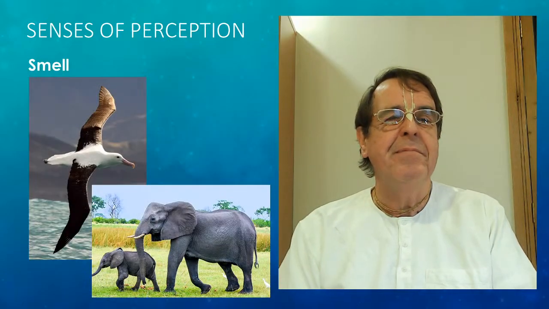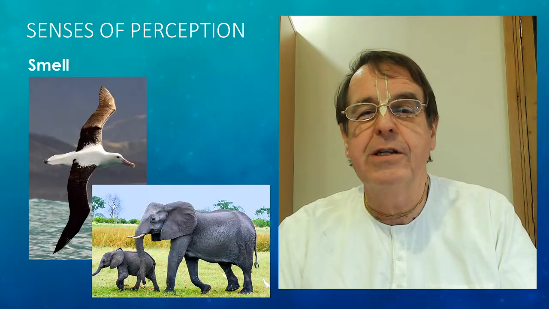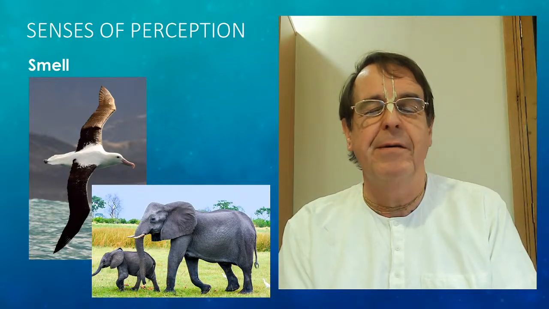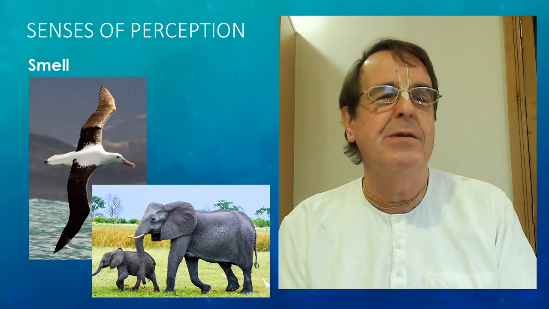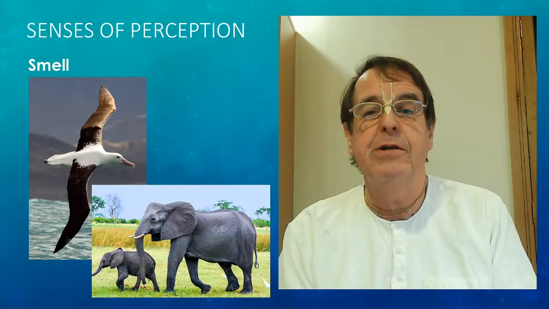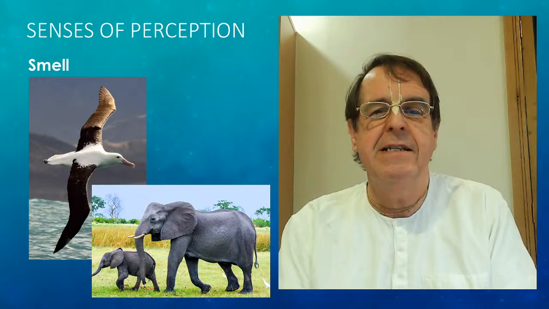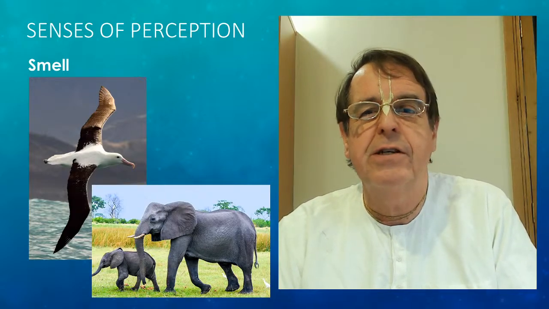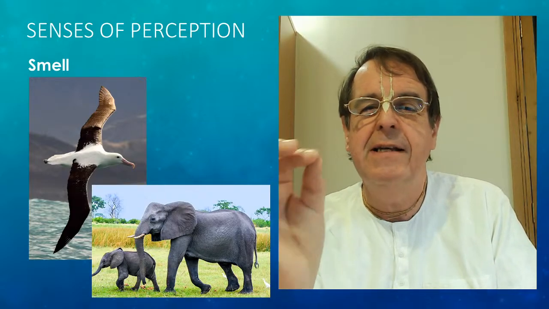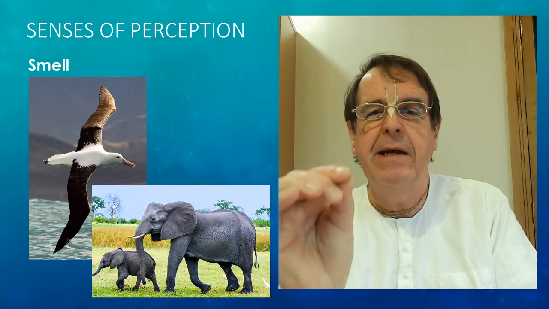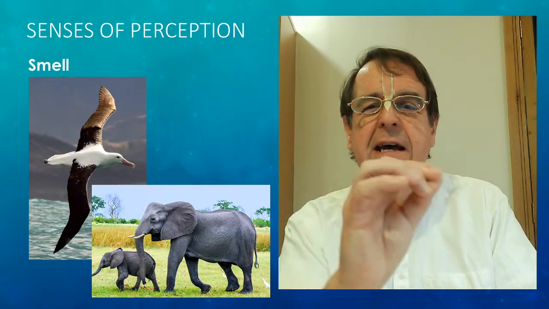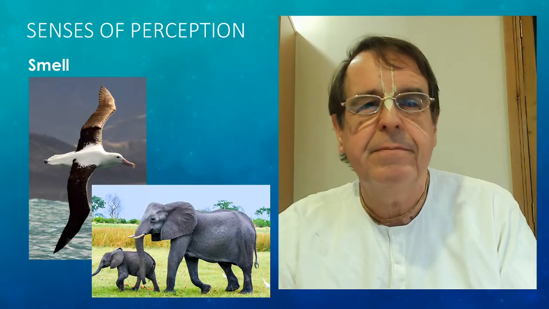And smell. One of the creatures with the most developed smell is something like an albatross or an African bush elephant. Amazing smell at a distance. And of course we know tracker dogs can follow just one highly specific smell. It can be given that smell, it can find it and recognize that amongst so many others.